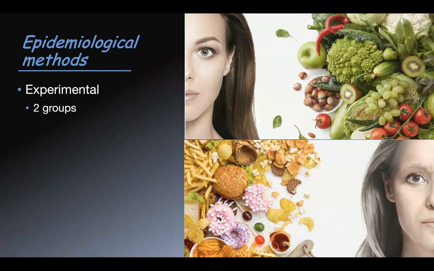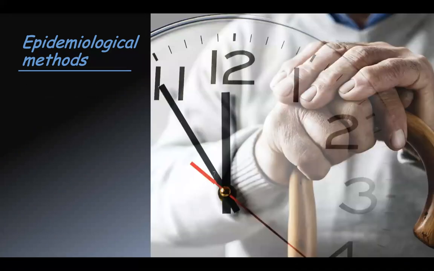Experimental is when there are two or more groups and one group gets an intervention, such as a diet or drug, and the other group acts as a control. The differences between the groups are then compared. A common example is comparing a group given a plant-based diet with a control group eating the standard Western diet. Observational studies measure groups of people over time.